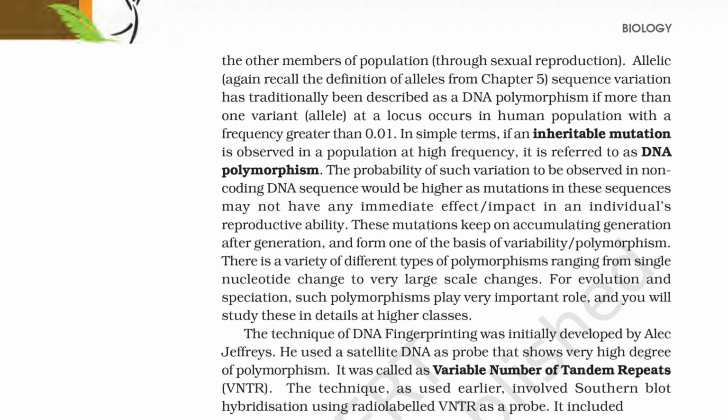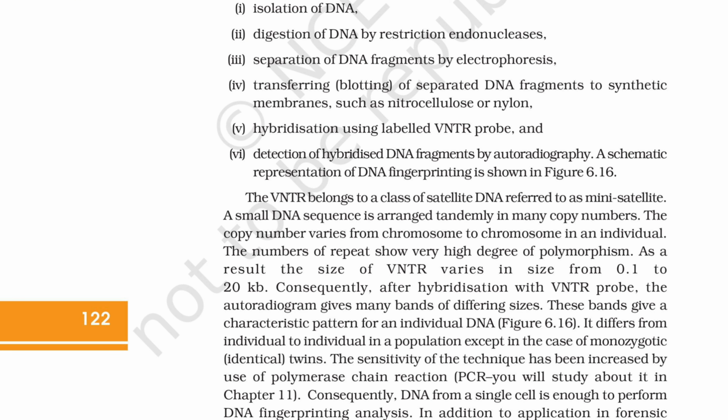He used a satellite DNA as a probe that shows a very high degree of polymorphism. It was called variable number of tandem repeats, VNTR. The technique, as used earlier, involved Southern blot hybridization using radiolabeled VNTR as a probe. It included: 1. Isolation of DNA. 2. Digestion of DNA by restriction endonucleases.